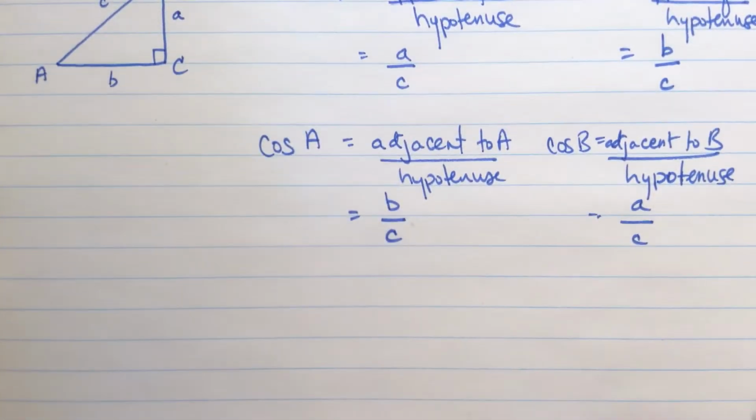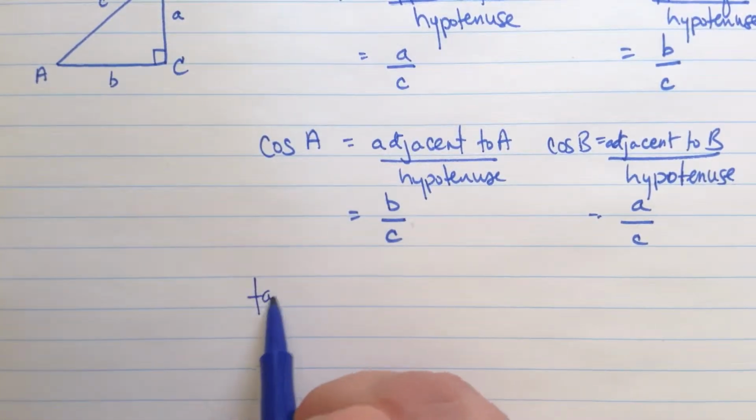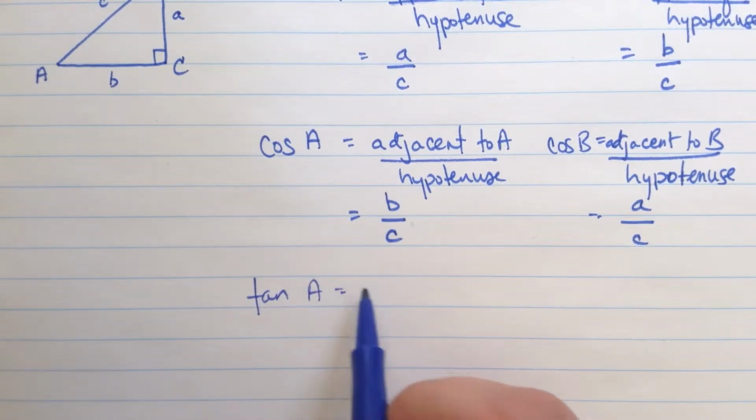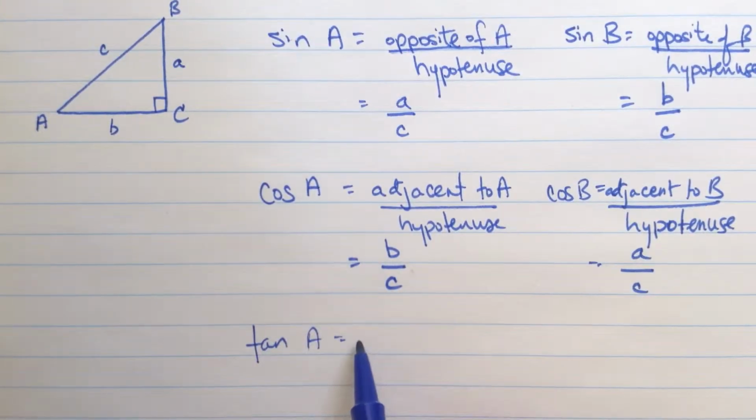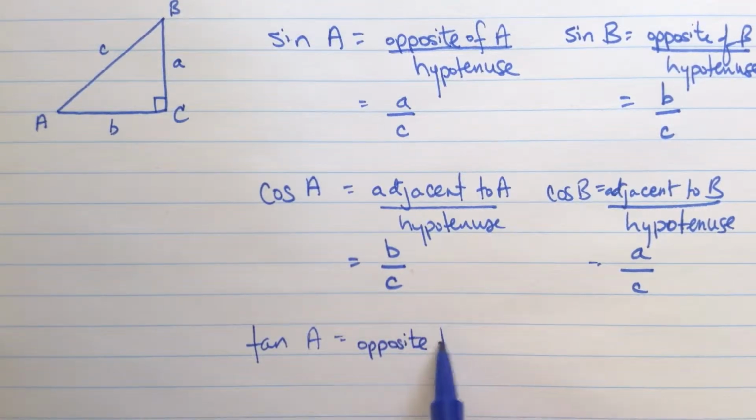And there's one more that we use a lot, and that is the tangent, which we short form tan. Tan of A doesn't use the hypotenuse, it uses the other two sides. And we write it like this. It is always the opposite of A. Let's use the word of here. Opposite of A divided by the one that is adjacent to A.